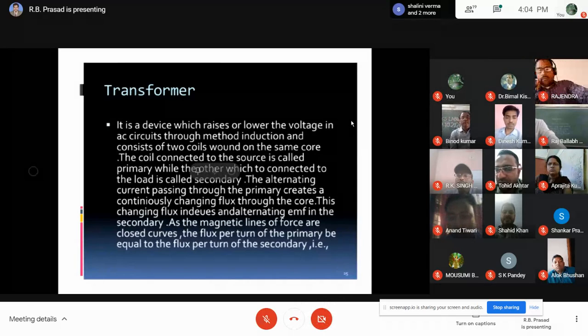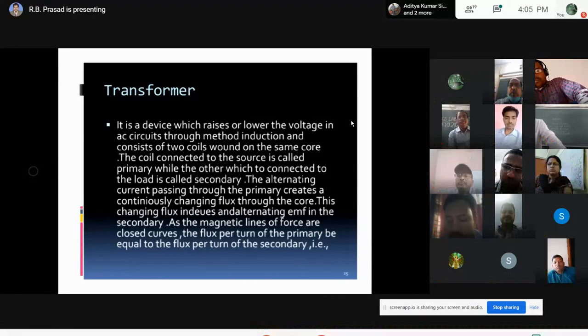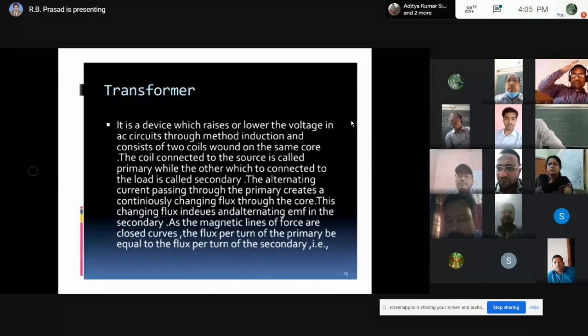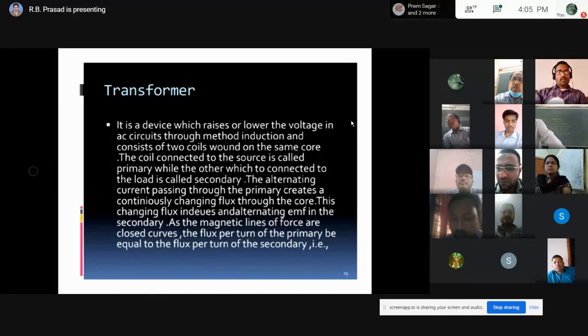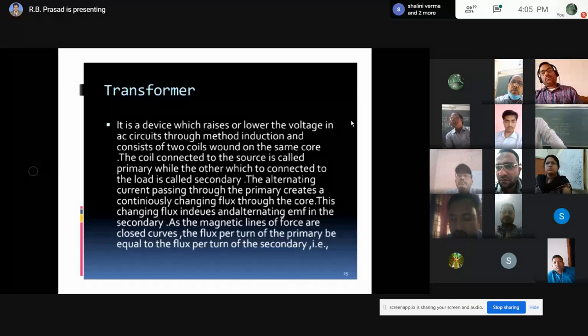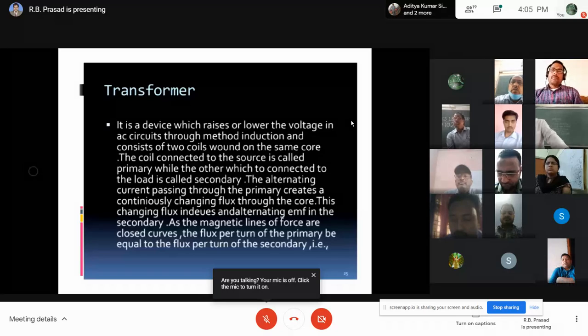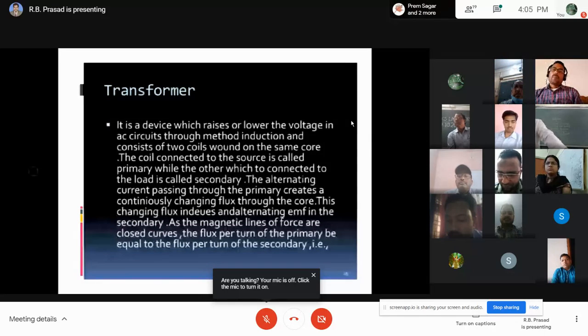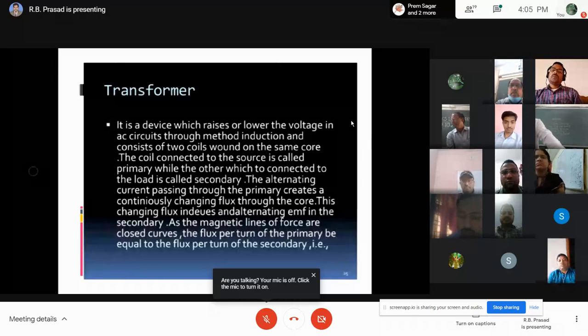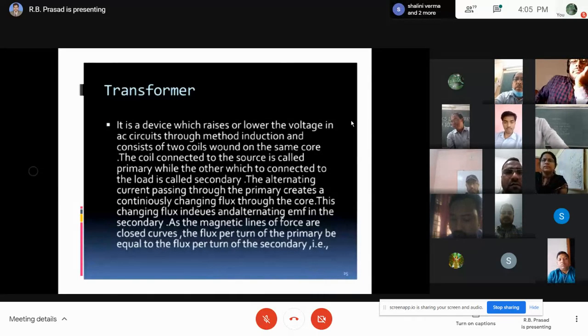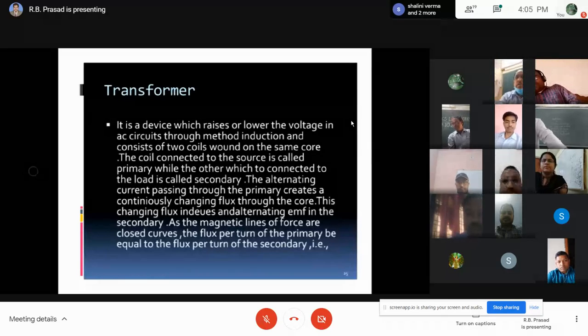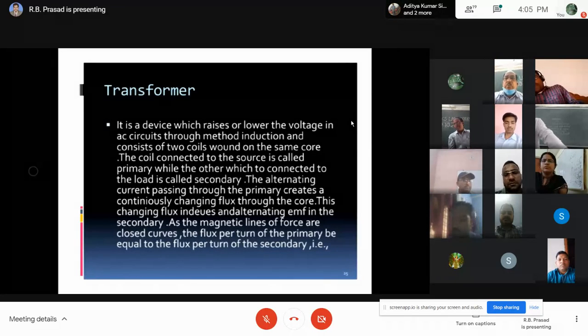The coil connected to the source is called primary, while the other, which is connected to the load, is called secondary. First, the coil connected to the source where input current and voltage is given, that will be the primary coil, and the secondary coil where the EMF is induced, that will be the secondary coil, or you can say the load is connected to the secondary coil.